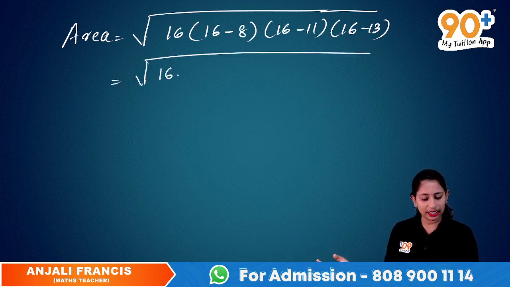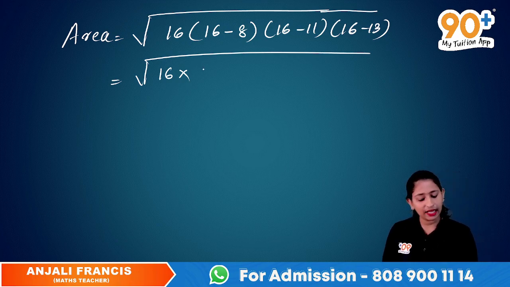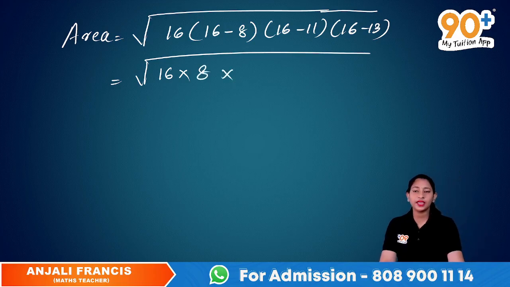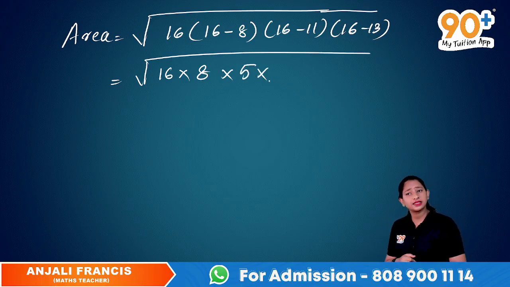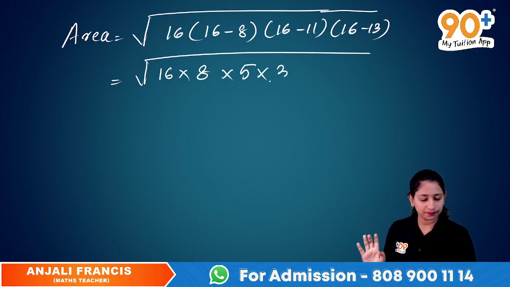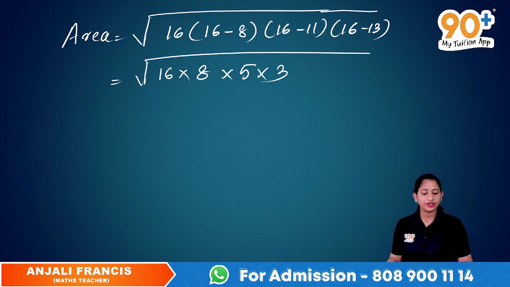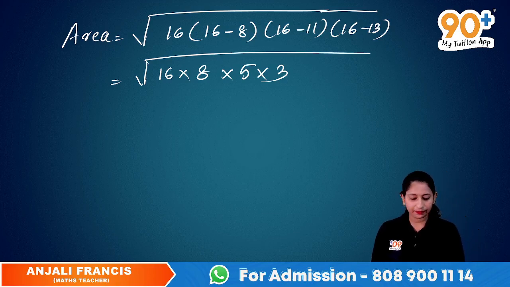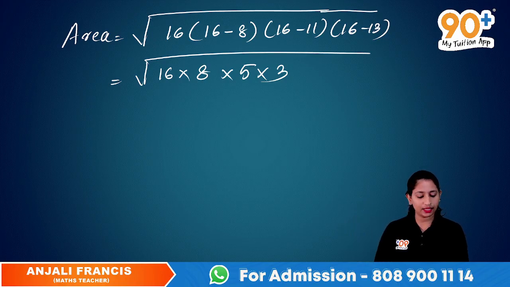So here 16 into 16 minus 8. എന്താ 16 minus 8? Again we are getting 8. Then 16 minus 11, it will be 5. Yes, 5 into 16 minus 13, it will be 3. ആണല്ലോ, 16 into 8 into 5 into 3 ആയിരിക്കും വരും. Is it okay? എല്ലാവർക്കും സബ്ട്രാക്ഷൻ അറിയാലോ? So 16 into 8 into 5 into 3 is the second step.